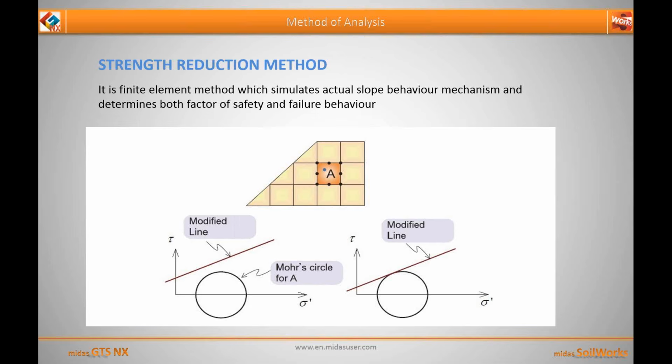So the left hand figure is the initial stress condition for that particular element. Now what the program does is that it goes on reducing the C and phi value, and it reduces till the particular element fails according to the Mohr circle criteria. So that is the right hand condition.